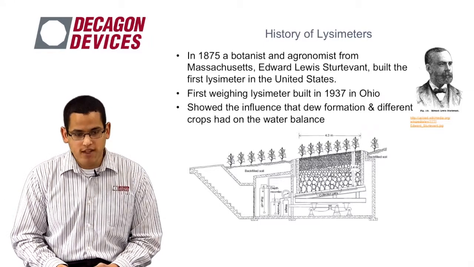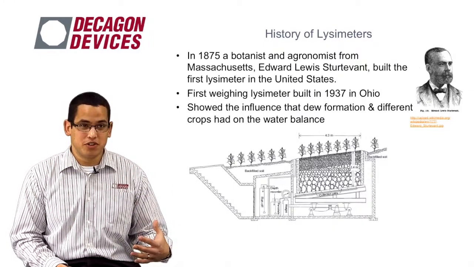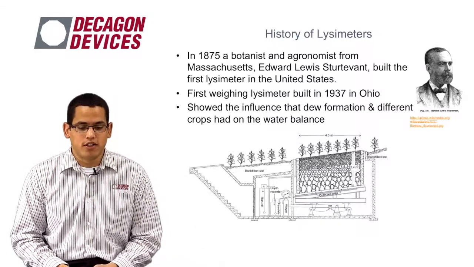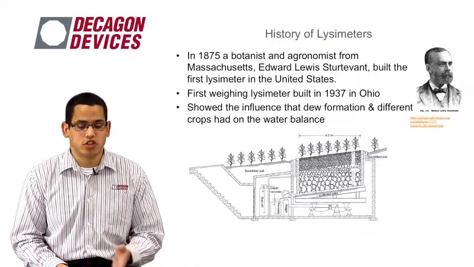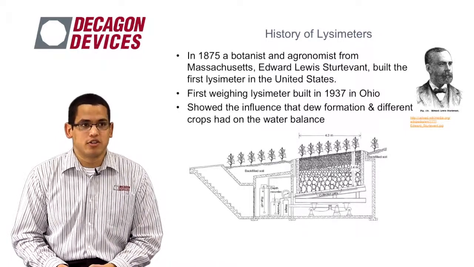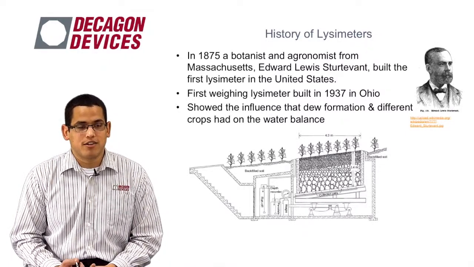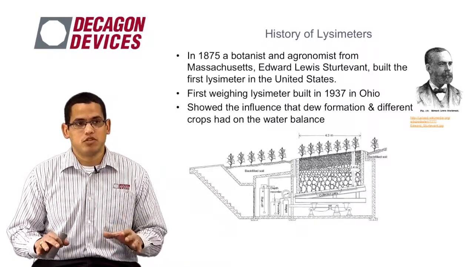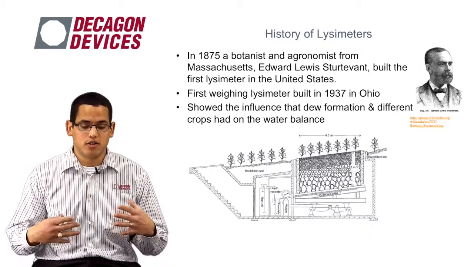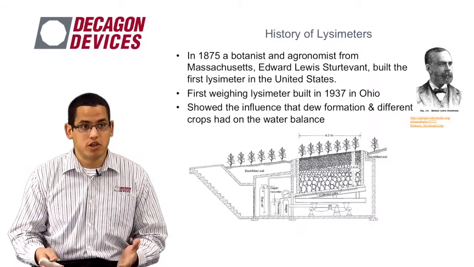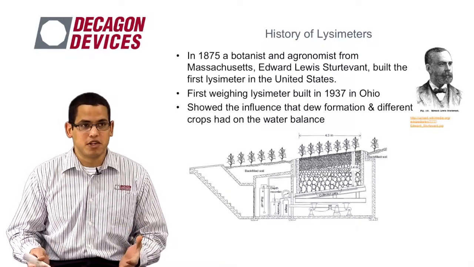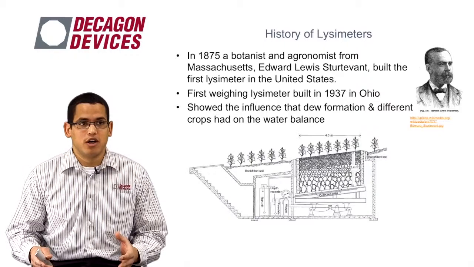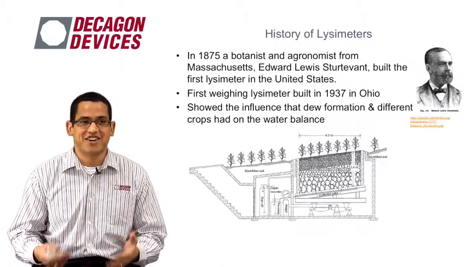Then the first weighing lysimeter was built in 1937 in Coshocton, Ohio, by the then Soil Conservation Service, now known as the NRCS, and this was one of the first known weighing lysimeters. They used this to understand evapotranspiration rates of crops. One interesting thing was that they were able to show the influence that dew formation and different crops had on the water balance.